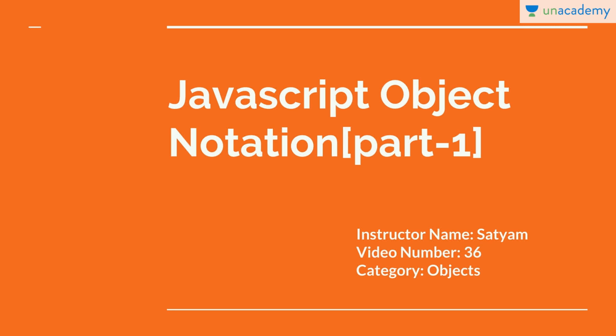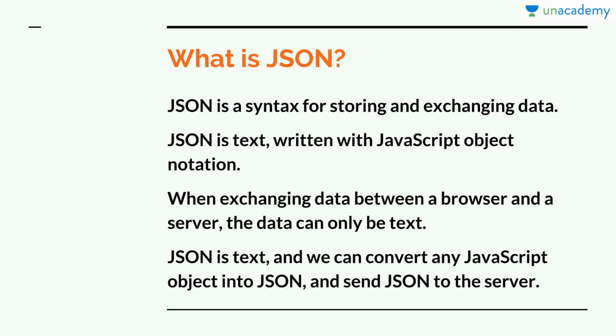So how can you operate on that data? You just have to collect that data and then represent that data. Then how can you represent that data? With the help of JavaScript Object Notation, you can represent your data. So let's see what is the definition.